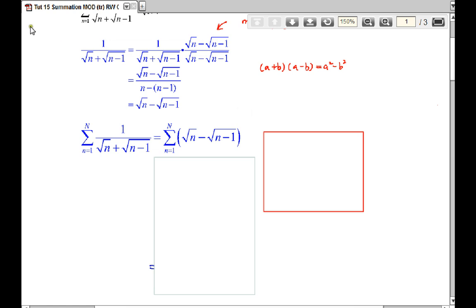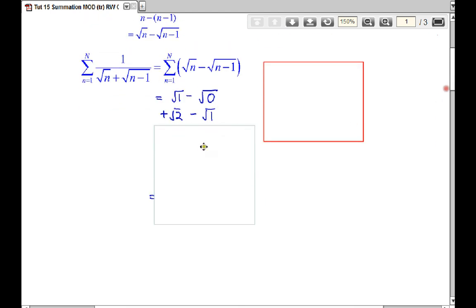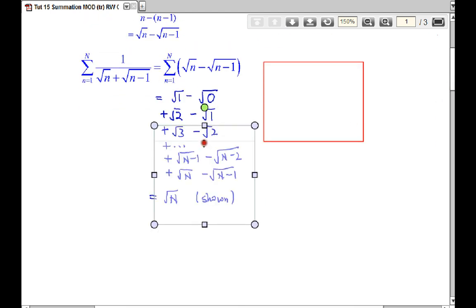So now you realize that within the summation, it is a difference. Alright? There's something minus something. Right? You see root n minus root n minus 1. Then you would suspect that you will use MOD, method of difference. So then we list out n equals to 1, you get root 1 minus root 0. N equals to 2, you get root 2 minus root 1. Root 3 minus root 2.